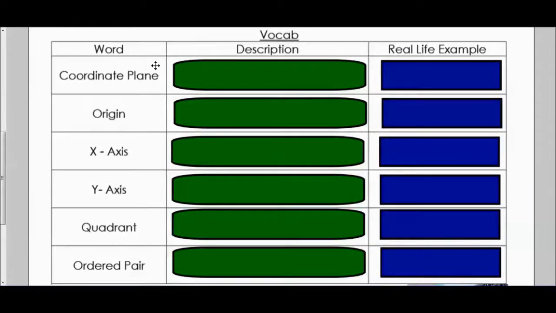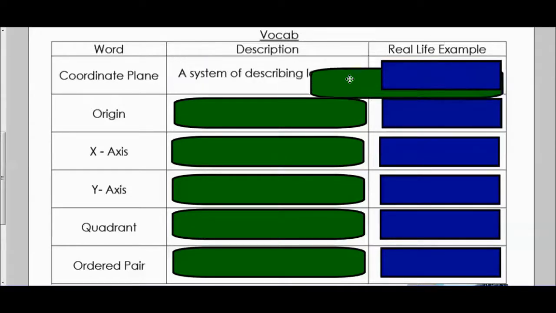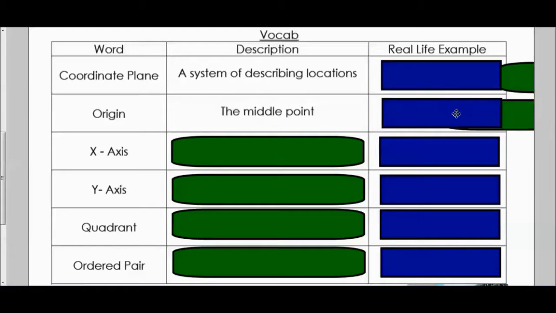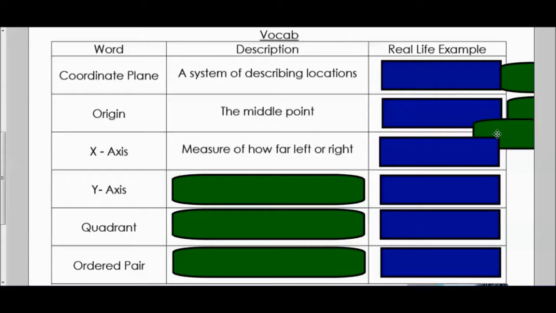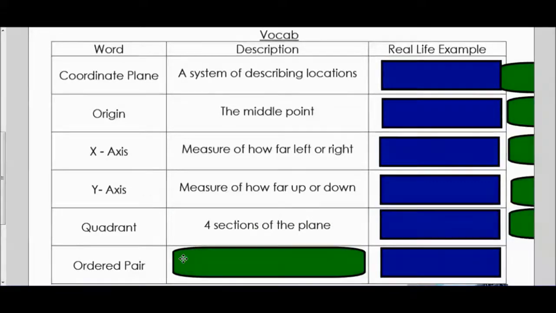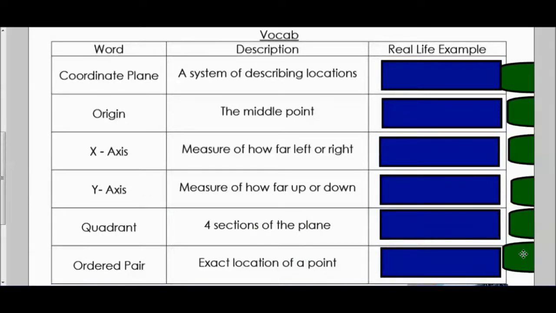We're just going to talk quickly about each of the different parts, a little bit more in depth, and we're going to connect it to a real-life example. The coordinate plane is basically, in math, our system of describing locations. We're really just comparing everything to the origin. That is our middle point. The x-axis is what measures how far left and right something goes, and the y measures how far up and down. The quadrants really just are the four sections of our graph, and our ordered pair is the exact location of the point described by an x and a y coordinate.